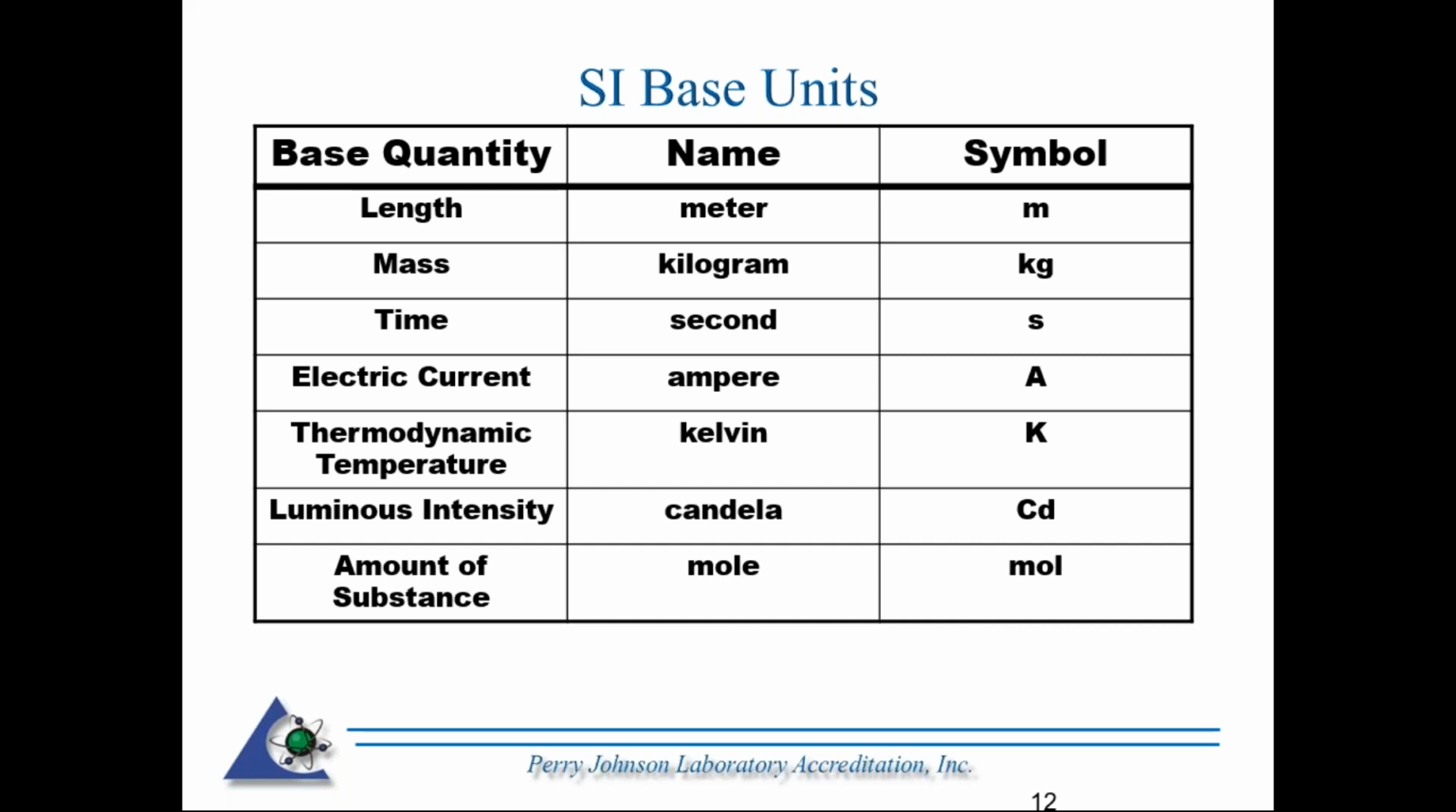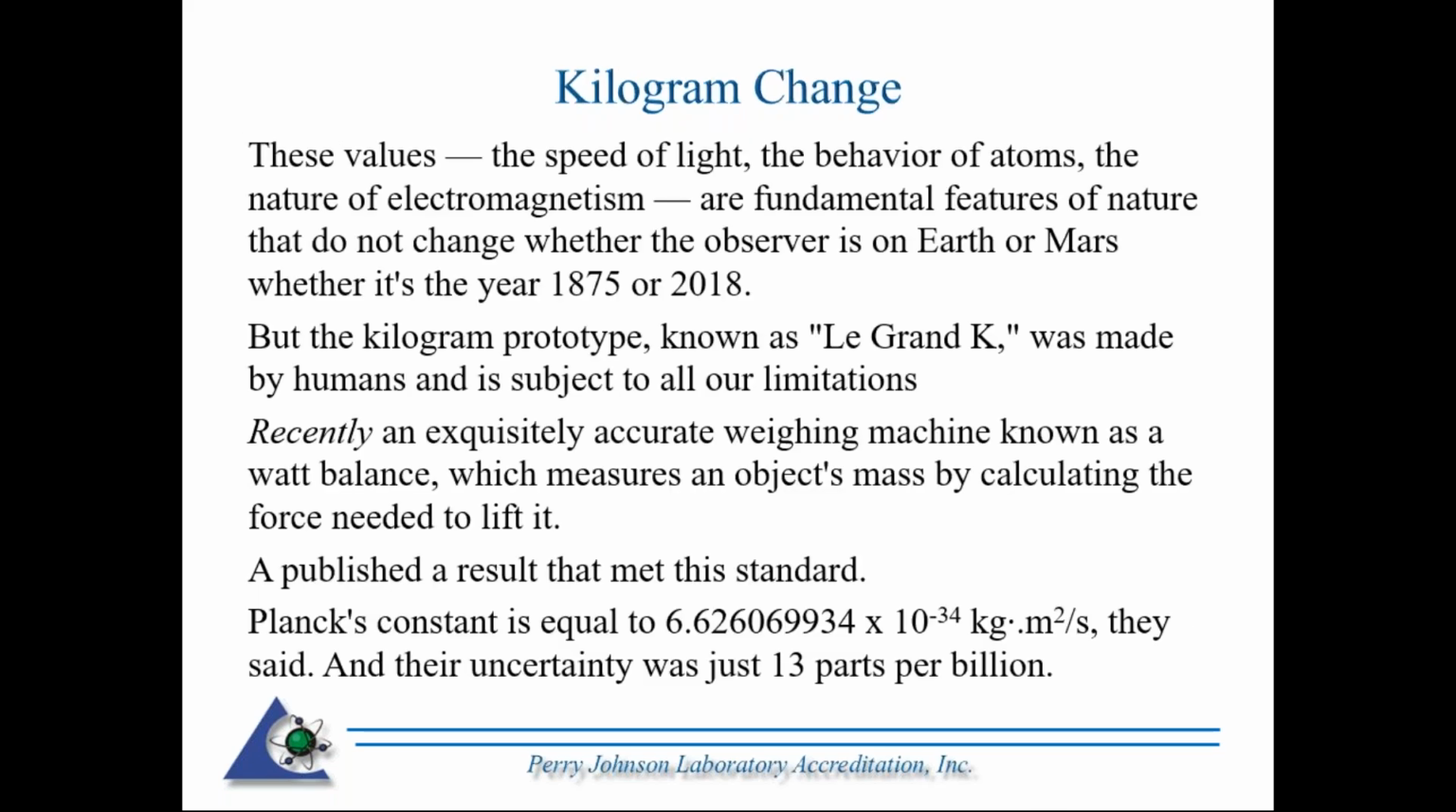One thing of particular interest here is that these values, the speed of light, the behavior of atoms, the freezing point of water, the nature of electromagnetism, are fundamental features of nature that don't change, whether the observer is on Earth or on Mars, whether it's the year 1875 or actually it should be 2022 there. They're based on natural phenomena.